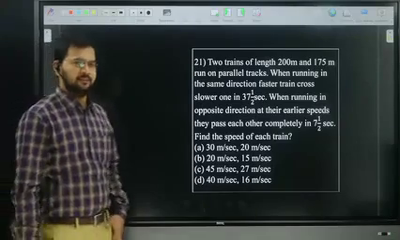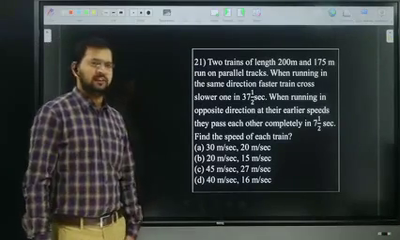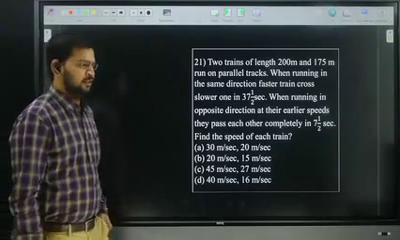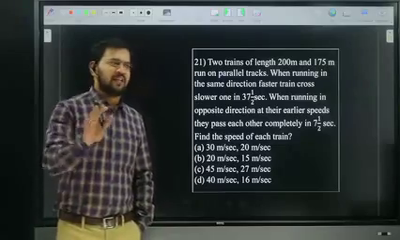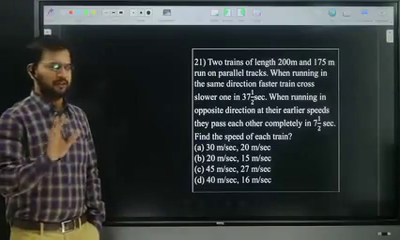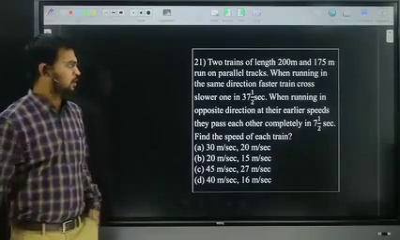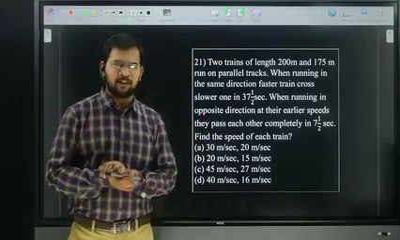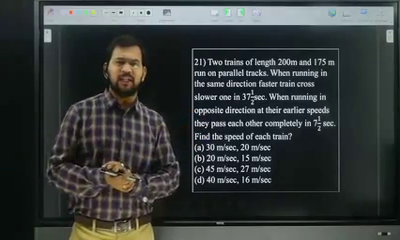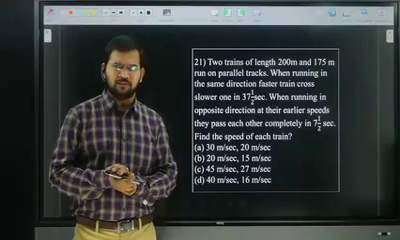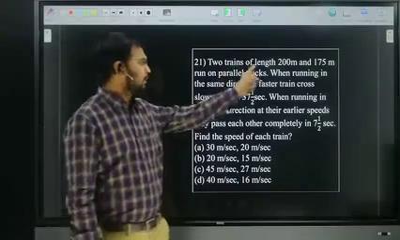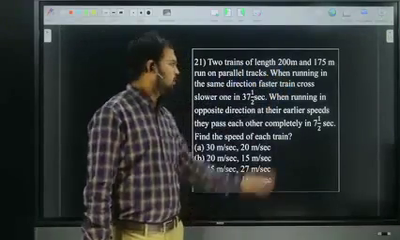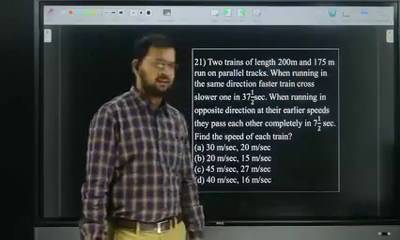Anyone got the answer? First, I will explain orally. Don't worry, I will explain orally first. Whenever it is given that one train is passing another train, the distance is nothing but the length of train 1 plus the length of train 2. Here, the length of train 1 plus the length of train 2 is 375 meters.